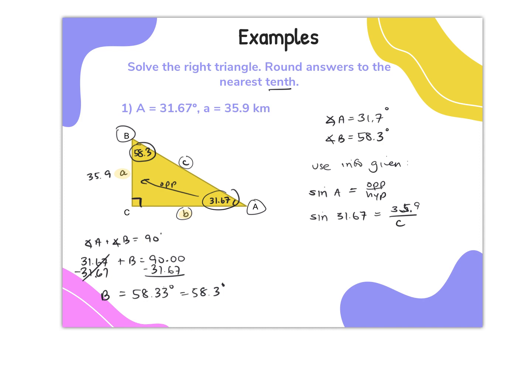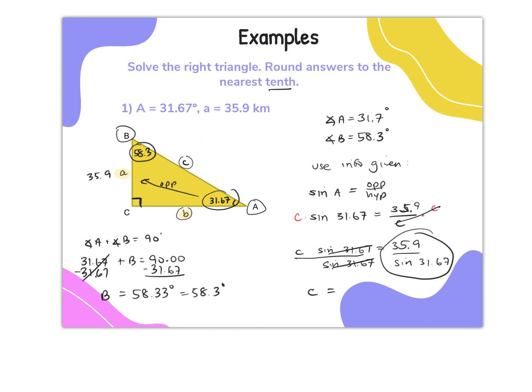So notice I have two of the three values. I've got the sine of the angle, I have the opposite, and the only thing missing is the hypotenuse. So I can mathematically solve for C. I'm going to multiply both sides by C. That gives me C times the sine of 31.67 equals 35.9. Then if I divide both sides by the sine of 31.67, I'm going to get my answer. Notice that I've just been manipulating the equation. I haven't typed anything into my calculator.